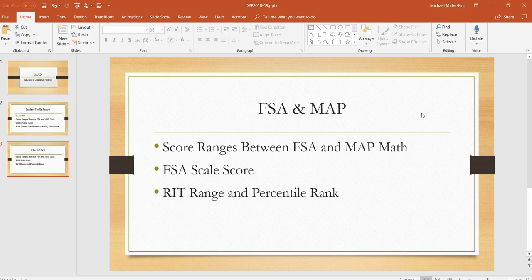Today, in this second part of the series, I'm going to review something called a student progress report. Remember, MAP assessments are computer adaptive achievement tests in mathematics and reading. The computer adjusts the difficulty of the questions so that each student takes a unique test. The difficulty of each question is based on how well the student has answered the previous questions.